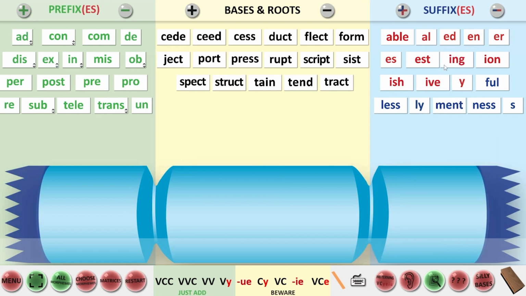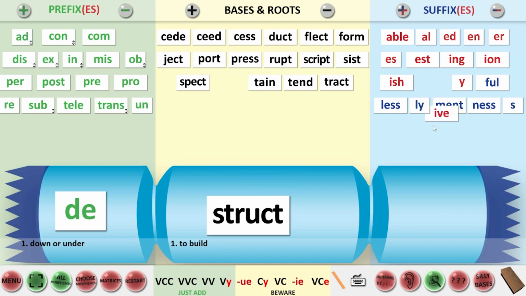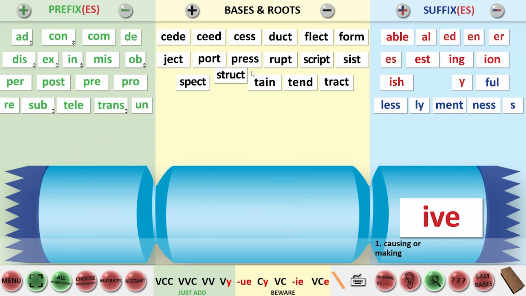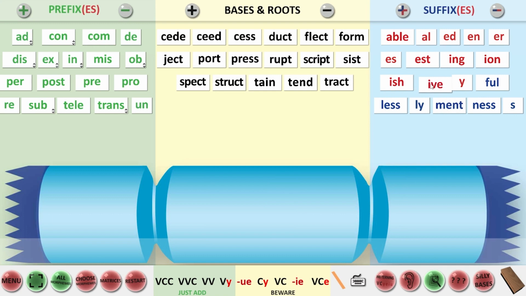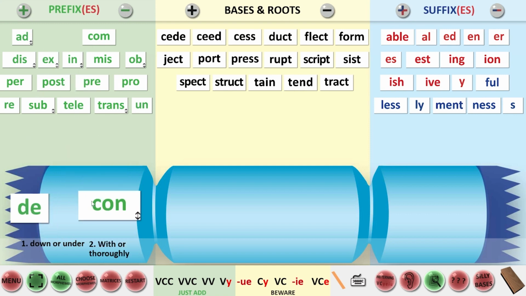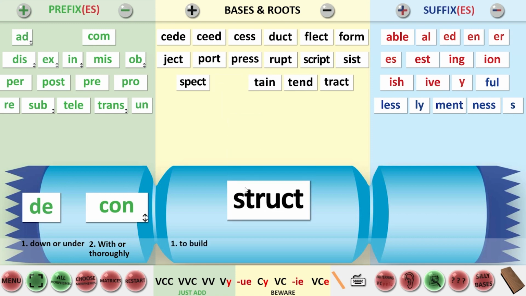The next one, destructive. Prefix de, root struct, suffix ive. And the last one, perhaps I'll catch you out on this one. Deconstructed. Let's have a look at that one. Prefix de, prefix con, yes, you can have 2 prefixes, root struct, and suffix ed. We have deconstructed the word, deconstructed.